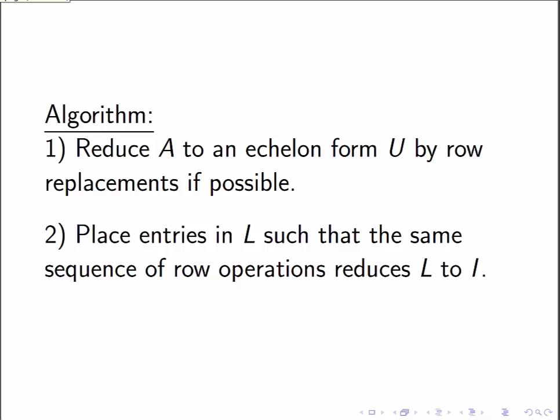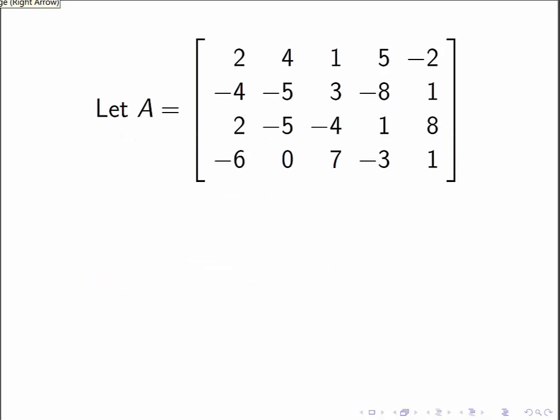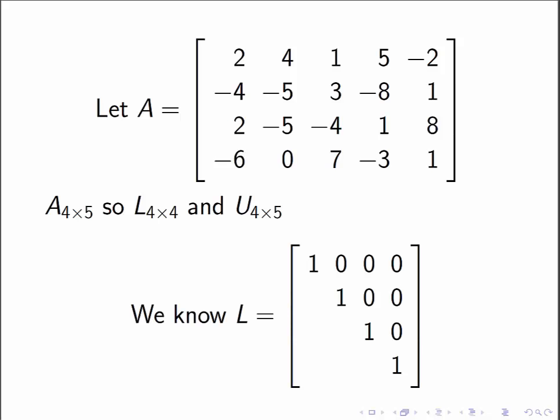Okay, so that's a lot of theory, and it could be a little bit confusing, so let's take a look at an example. Here's my matrix A. You will notice that it is a 4 by 5 matrix, and I'm going to reduce this to LU. L is always going to be square, so it will be 4 by 4, and U will be 4 by 5. Remember that U is a row echelon form of A, so U and A are going to have the same size. We also know that L is going to have ones down the main diagonal and zeros above it, so it's about finding the entries below that main diagonal.